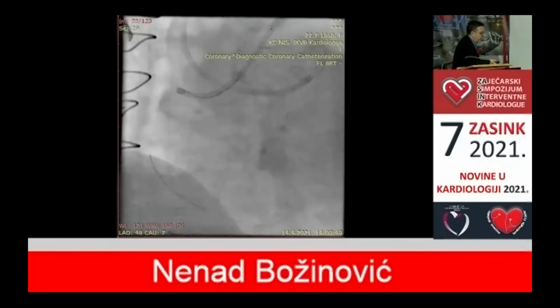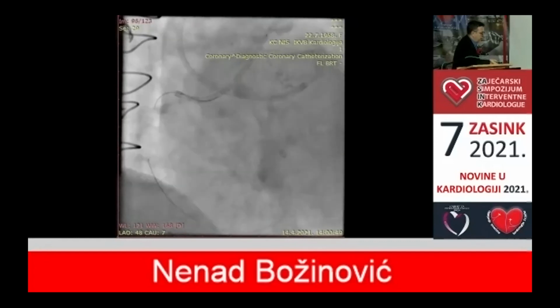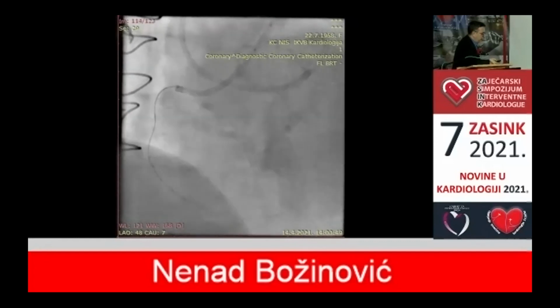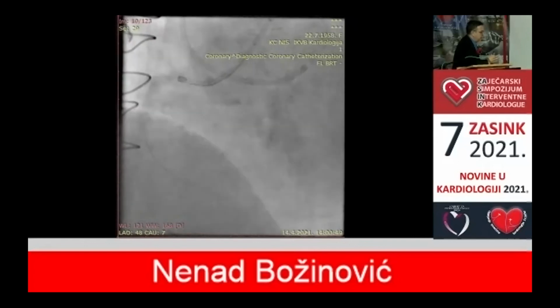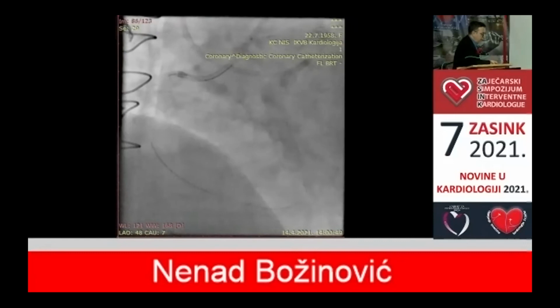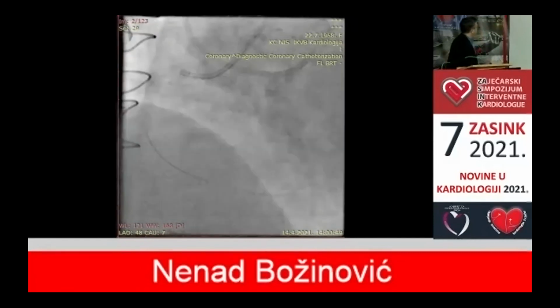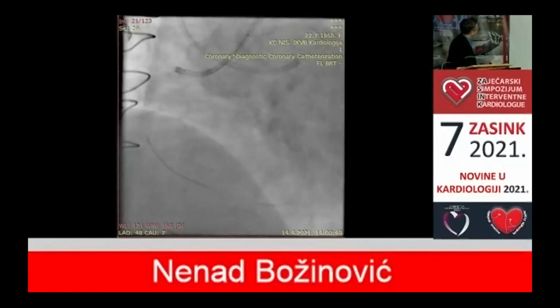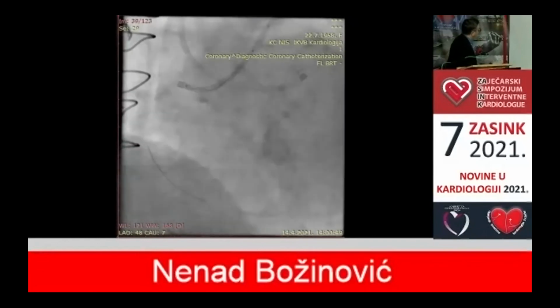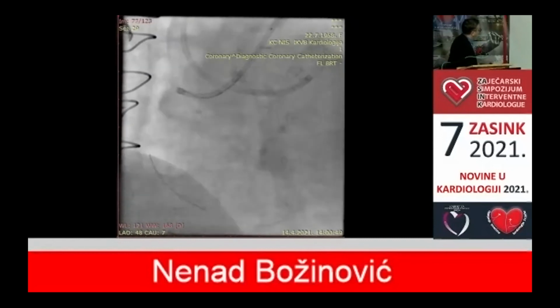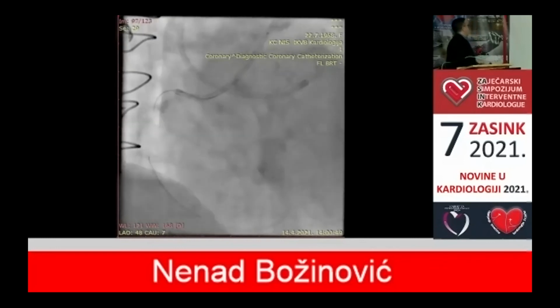when I put my BMW, my standard floppy wire, to the retrograde micro. In the previous step, I trap my retrograde wire with an antegrade balloon that allows me to bring my retrograde micro to the antegrade catheter, and that is a standard procedure.